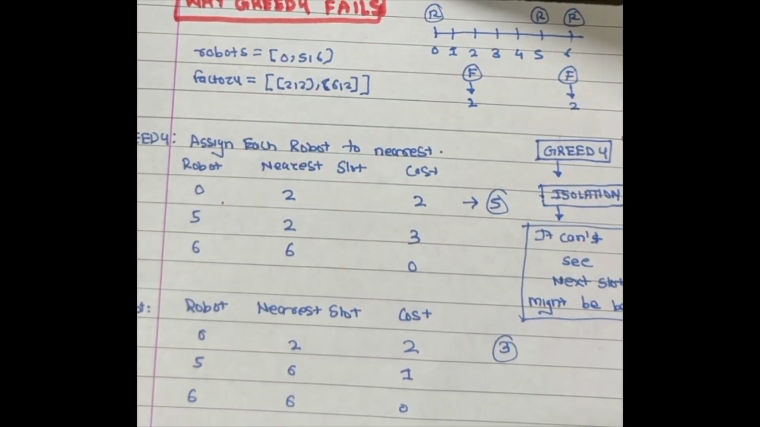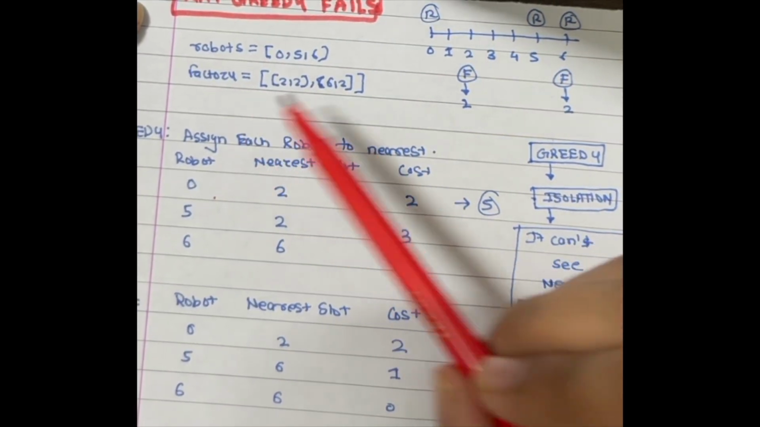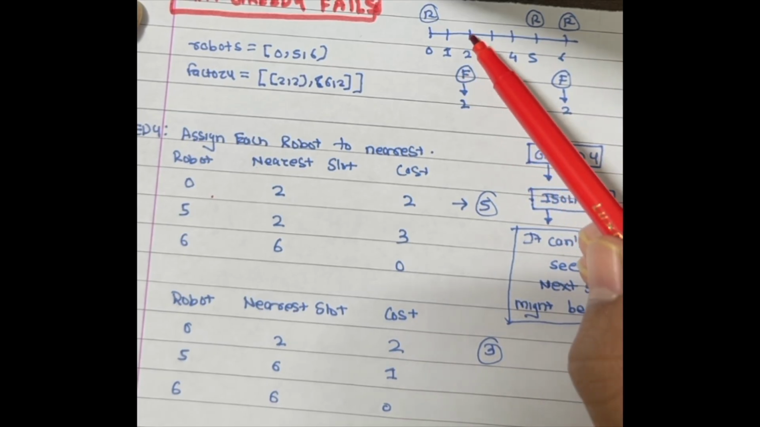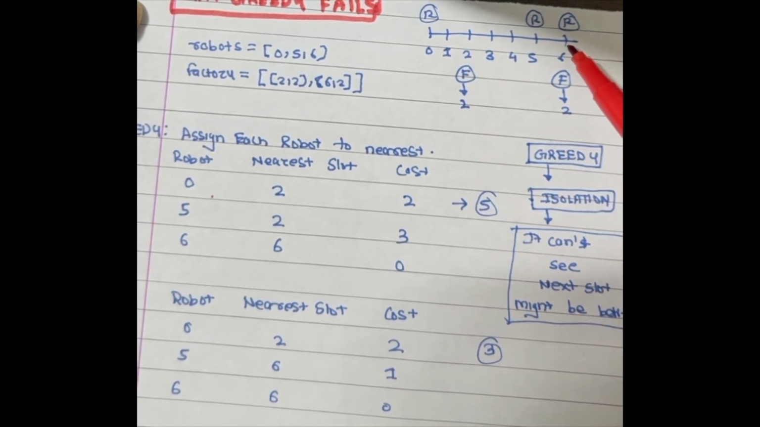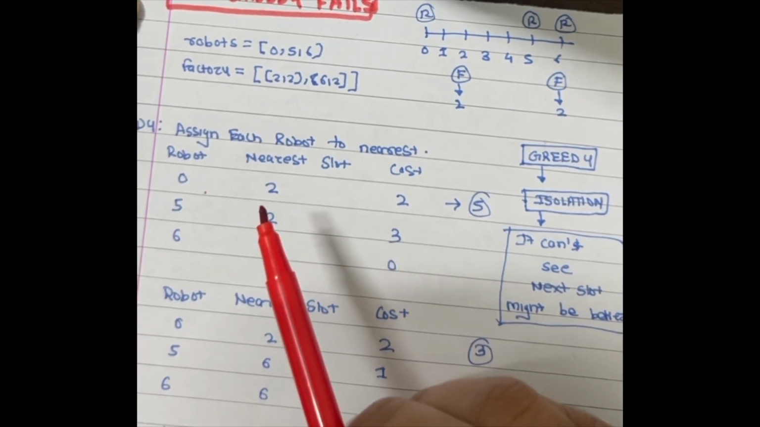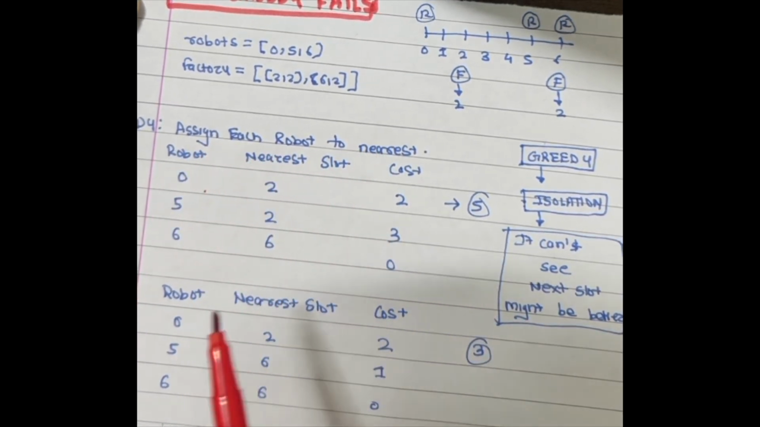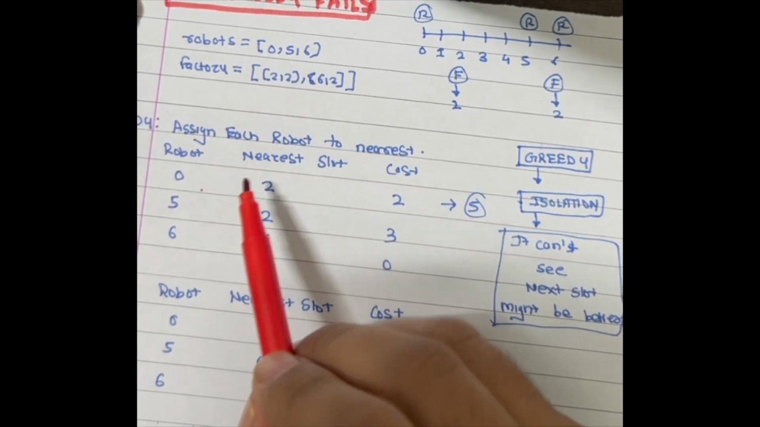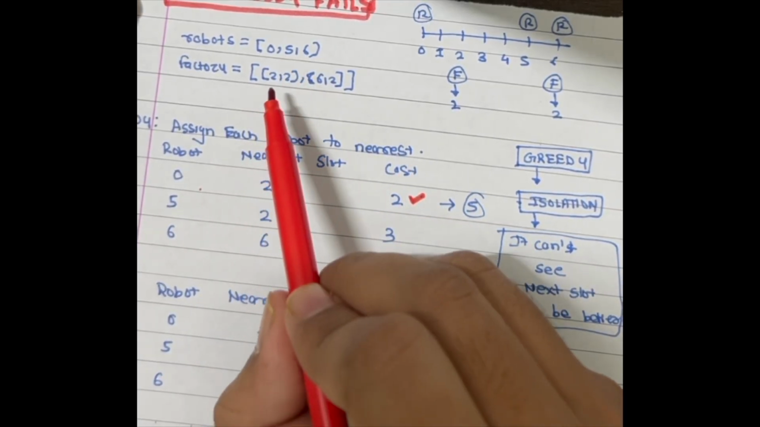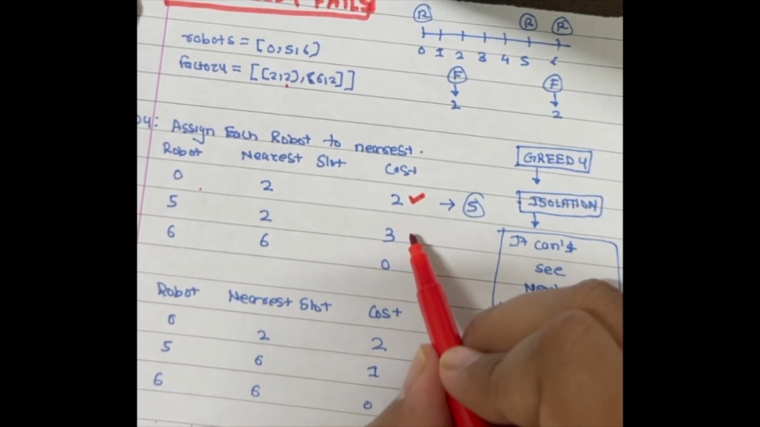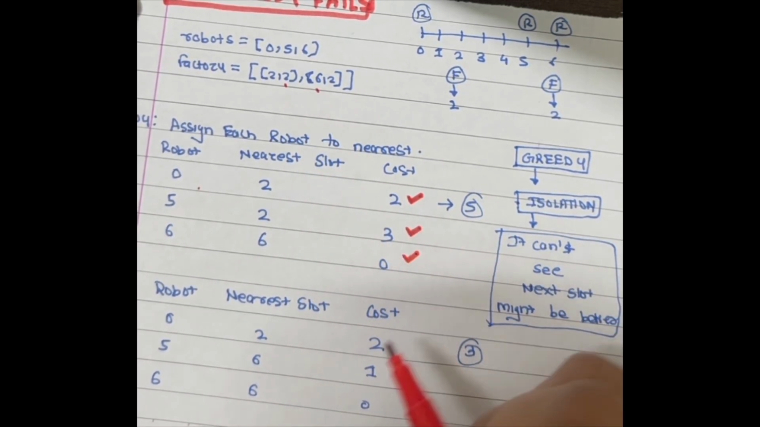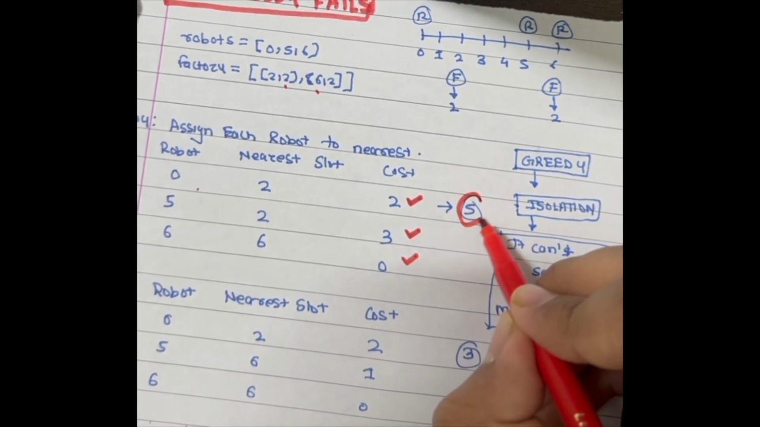So let's see why greedy fails. Consider we have robots at point 0, point 5 and point 6, a factory at point 2 having capacity 2, and a factory at point 6 having capacity 2. Now what greedy says is assign each robot to the nearest factory. For the 0th robot, the nearest is the factory at 2 and the cost will be 2. For the robot at 5, the nearest is the factory at 2 and the cost will be 3. And for the robot at 6, the nearest is the factory at 6 and the cost will be 0. Now the total cost comes to 5.